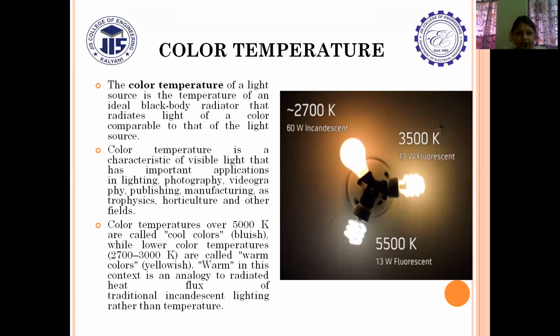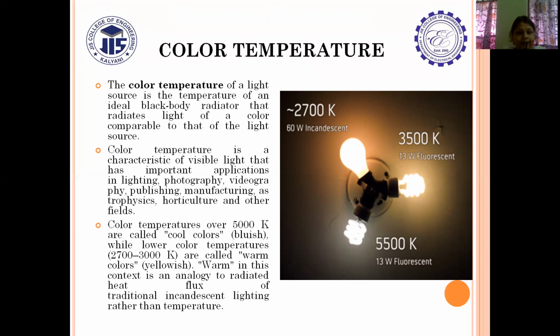Now, color temperature. The color temperature of a light source is the temperature of an ideal black body radiator that radiates light of a color comparable to that of the light source. Color temperature is a characteristic of visible light that has important applications in lighting, photography, videography, manufacturing, horticulture, etc.